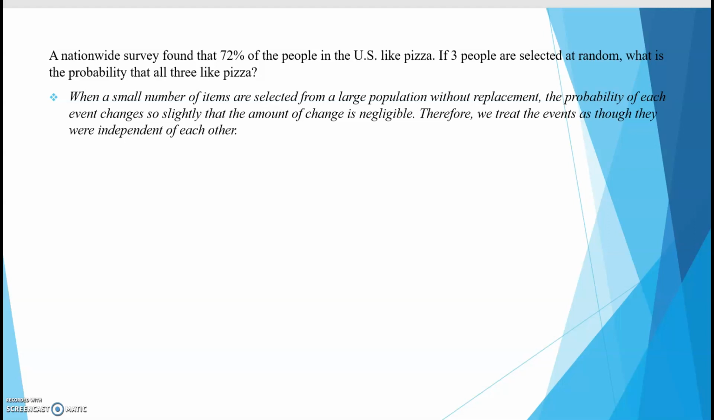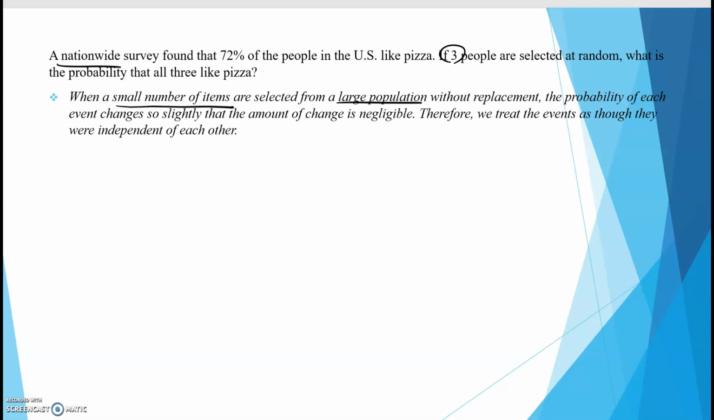that's going to represent the entire nation. Okay, so when a small number of items are selected from a large population, like 3 people from nationwide, without replacement, because I wouldn't go to the same person and say, do you like pizza? And then turn back to that same person and say, well, do you like pizza? And do that again a 3rd time. Because the person is going to give the same answer 3 times. We're going to ask one person, take them out of the selecting pot and go to someone else. So this would be without replacement.